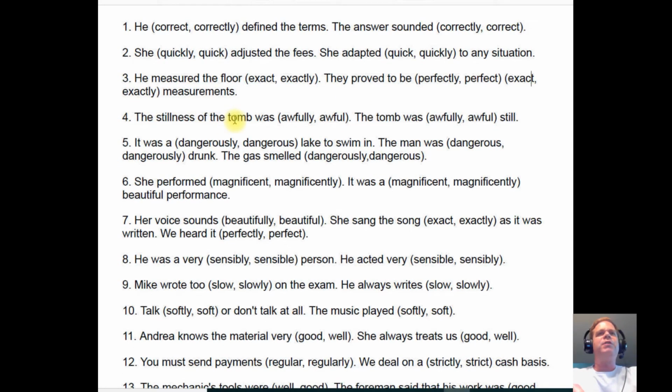The stillness of the tomb was awfully or awful. So again, we want to figure out, what is this modifying? Well, we're modifying the stillness. That's our subject, so it's a noun, so we're going to go with the adjective form. The stillness of the tomb was awful. The tomb was awfully or awful still. Well, this time we're modifying still, and that's an adjective, so we're going to go with the adverb. The tomb was awfully still.